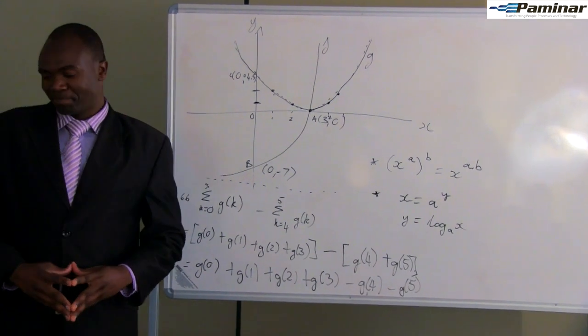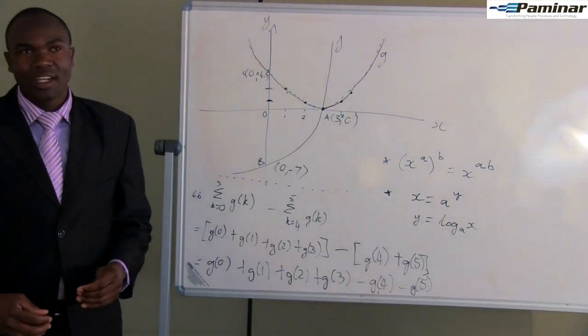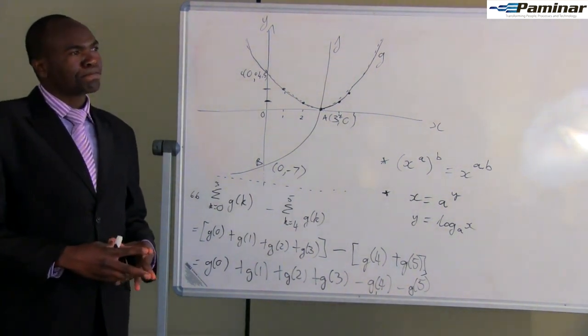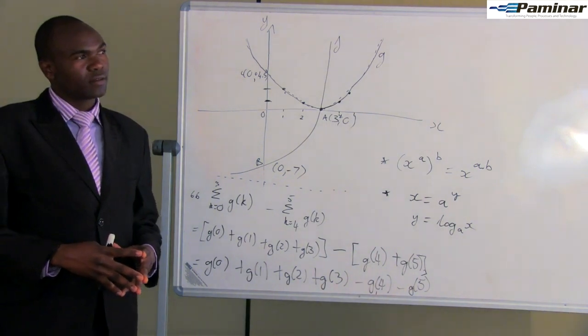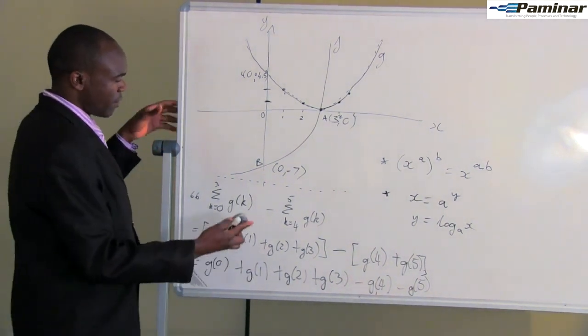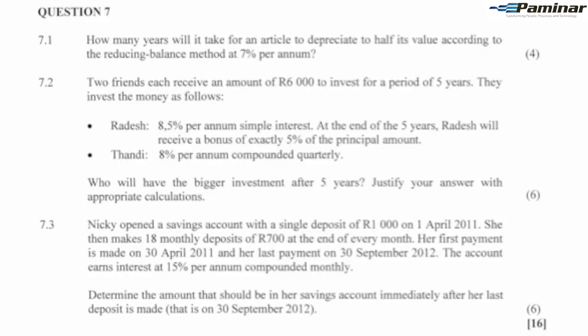Question 7. Financial maths. Now welcome to real maths. On question 7, let's do 7.1. How many years will it take for an article to depreciate to half its value according to the reducing balance method at 7% per annum?